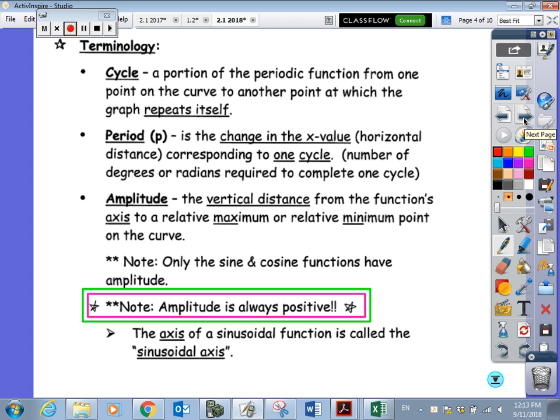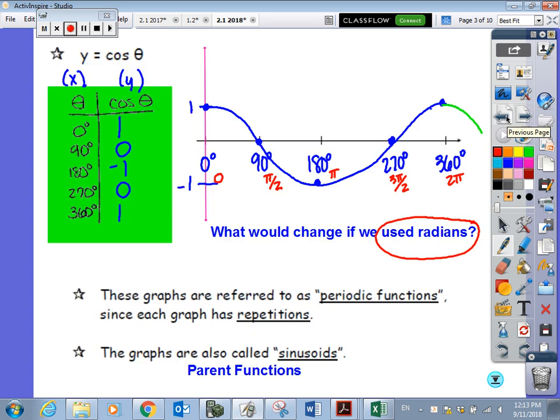The period is how long that cycle was. So the period is the beginning x value to the end x value. What was that distance? So it was 360 degrees. So the period of the cosine graph is 0 to 360, which is 360. It will either be in degrees or radians.